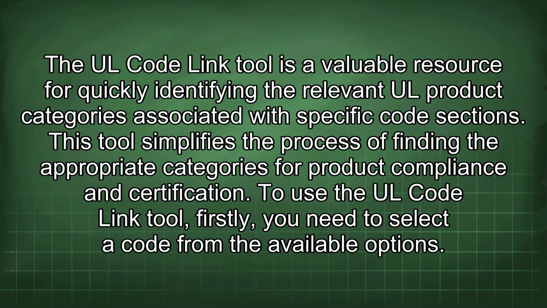The UL Code Link tool is a valuable resource for quickly identifying the relevant UL product categories associated with specific code sections. This tool simplifies the process of finding the appropriate categories for product compliance and certification. To use the UL Code Link tool, firstly, you need to select a code from the available options.